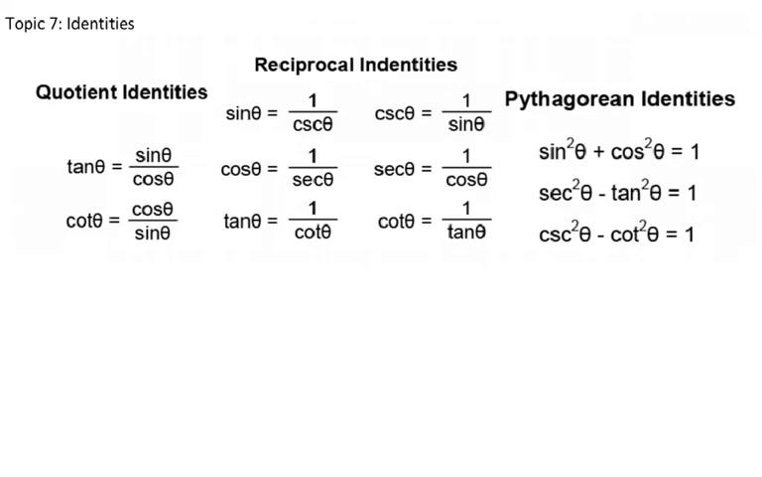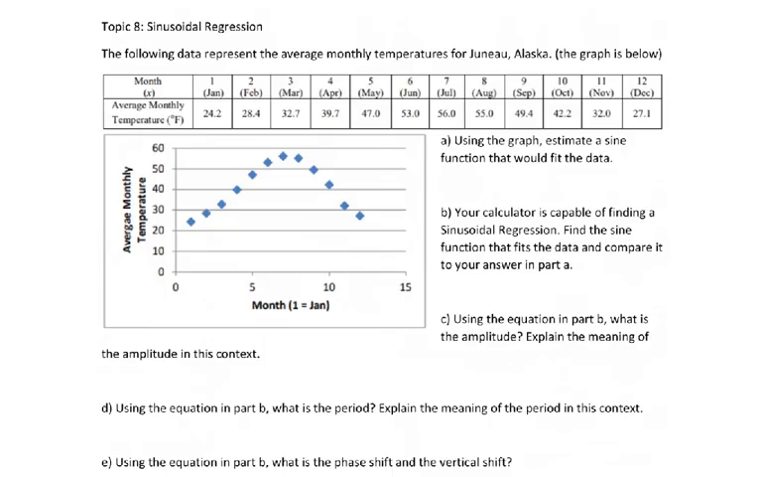Alright, we also talked about these identities. So you had quotient identities, you had reciprocal identities, and Pythagorean identities. And then we used them to simplify some problems, which was so fun. And then you had the sine regression. So you can go back and watch the videos if you need to about how to do the sine regression. And you can either use an actual handheld calculator, or you can use Desmos. So I'm not going to go over this because there were videos to watch. There was stuff to do. It shows you how to do it.